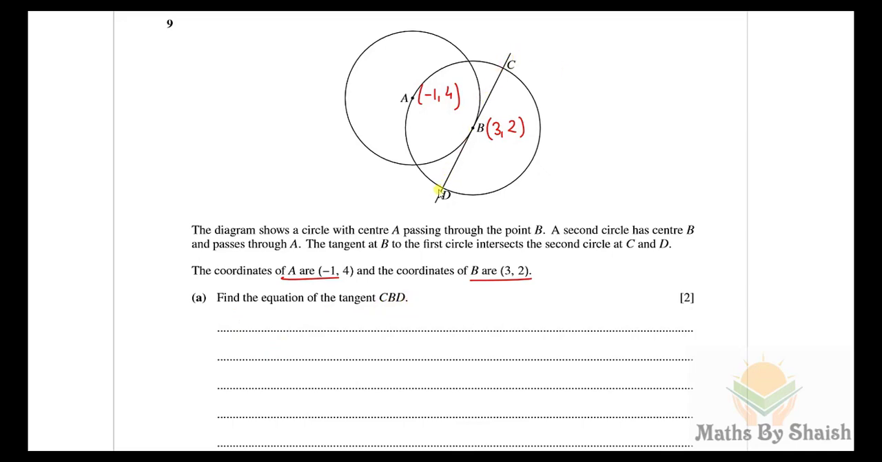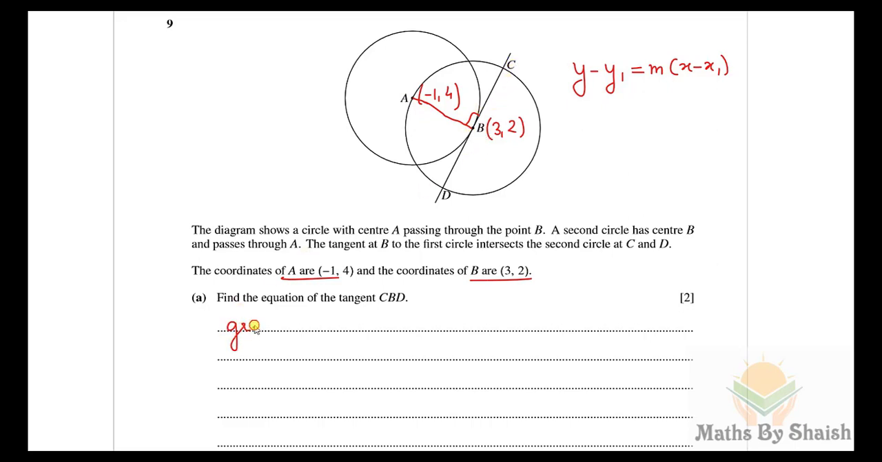We need to find the equation of this tangent, that is we need to find the equation of a line, and we have one point on the line, so we can use this formula to find the equation of the line, that is y minus y1 is equal to gradient times x minus x1. So we require the gradient of the line CBD, and we know that at this contact point, the angle between the radius of a circle and the tangent is always a right angle, so it is going to be 90 degrees. So all we need is the gradient of AB. If we have the gradient of AB, then the gradient of CBD would be the negative reciprocal.